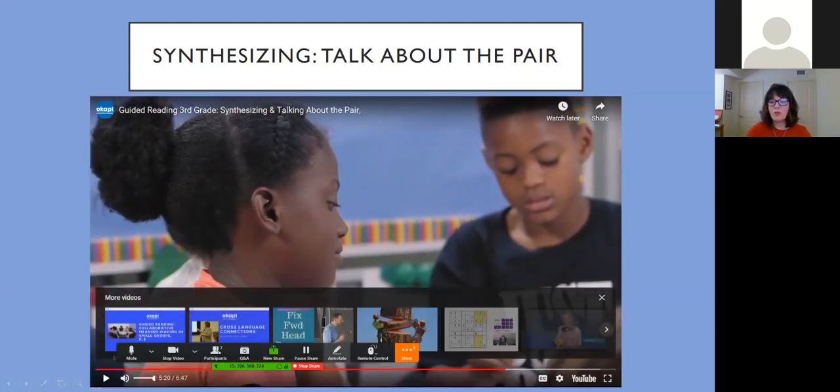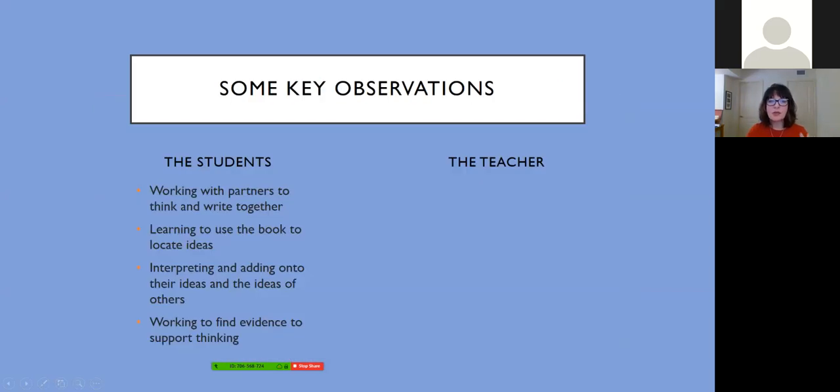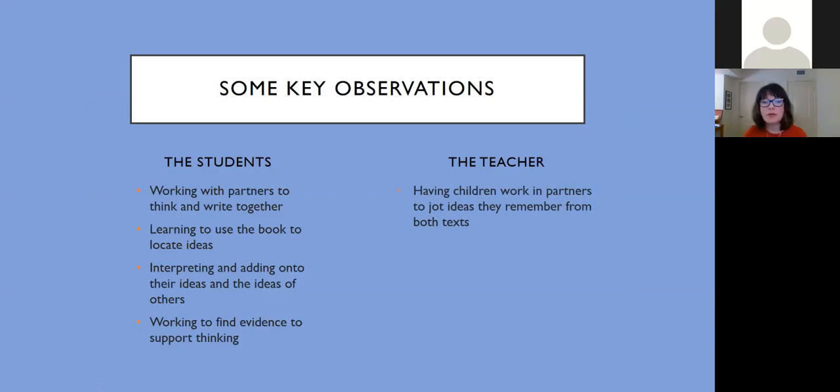So think a little bit about what we noticed the kids doing. They're working with partners to think and write together. One of the things that I'm having them do is jot their ideas as they're remembering. I was very proud of myself that I did not hand the books to the students. I put them on the table and waited for them to decide to go back into the text. I gave them that opportunity to make that decision for themselves.